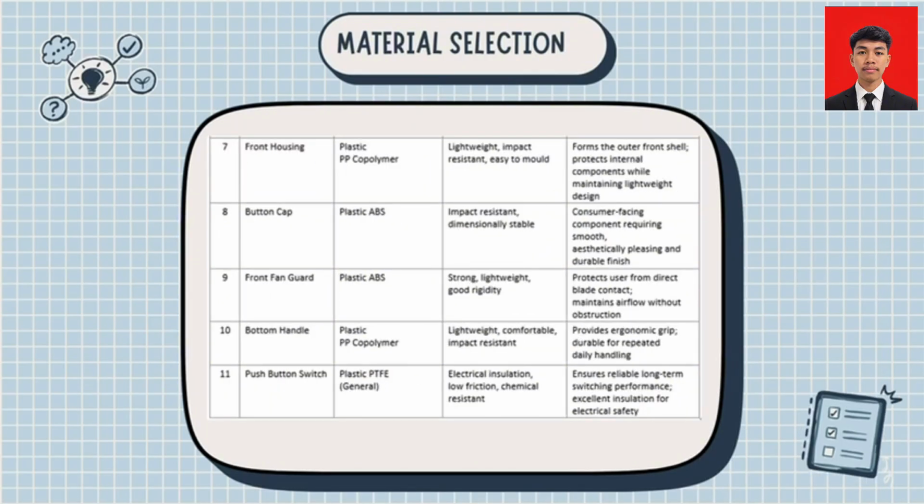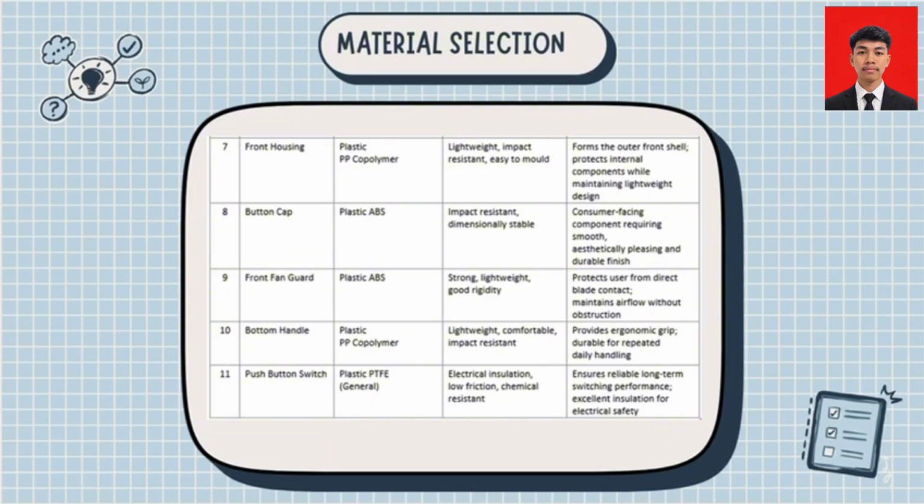Next, for front housing, we use plastic PP copolymer. It forms the outer front shell, protects internal components while maintaining lightweight design. For button cap, we use plastic ABS. It's a consumer-facing component requiring a smooth, aesthetically pleasing and durable finish.